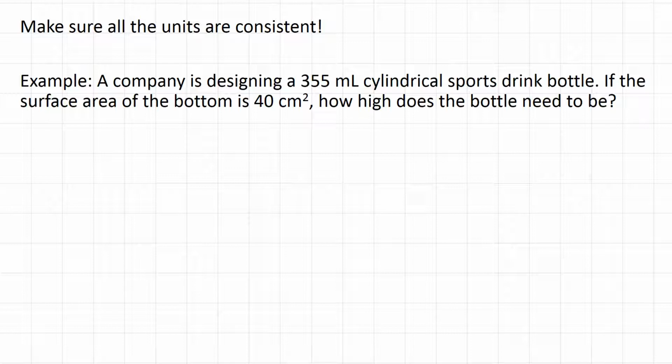So a company's designing a 355 milliliter cylindrical sports drink bottle. If the surface area of the bottom is 40 square centimeters, how high does the bottle need to be? So we're being told about this cylindrical bottle. And from the information that we're given, let me get my sketch, there we go. Sorry, it's not a great cylinder. Let me try that a little better here. There we go, that's a little better.